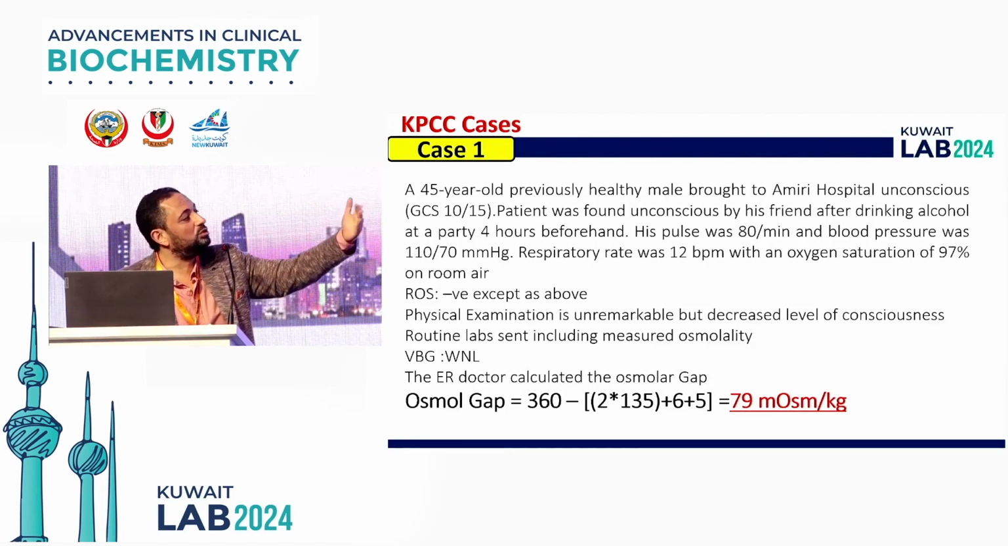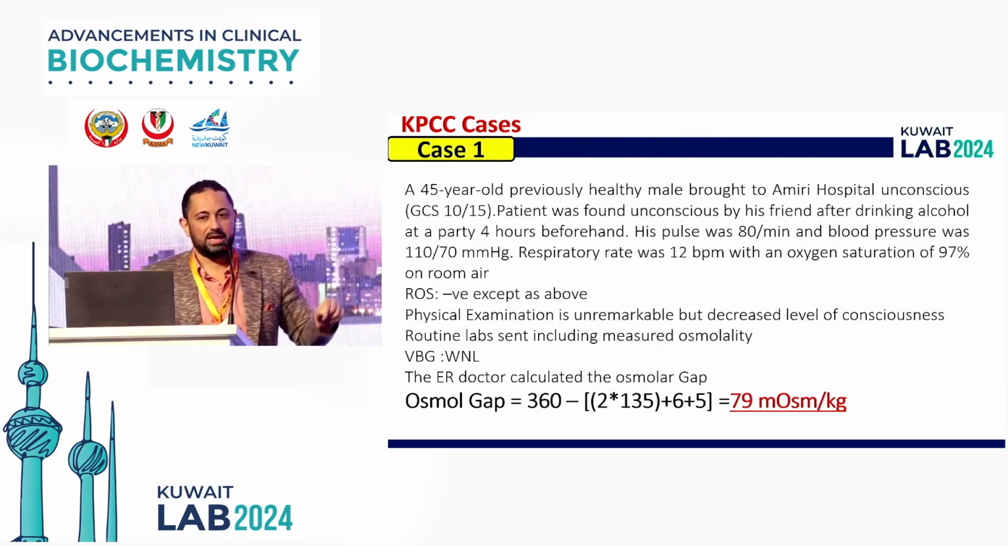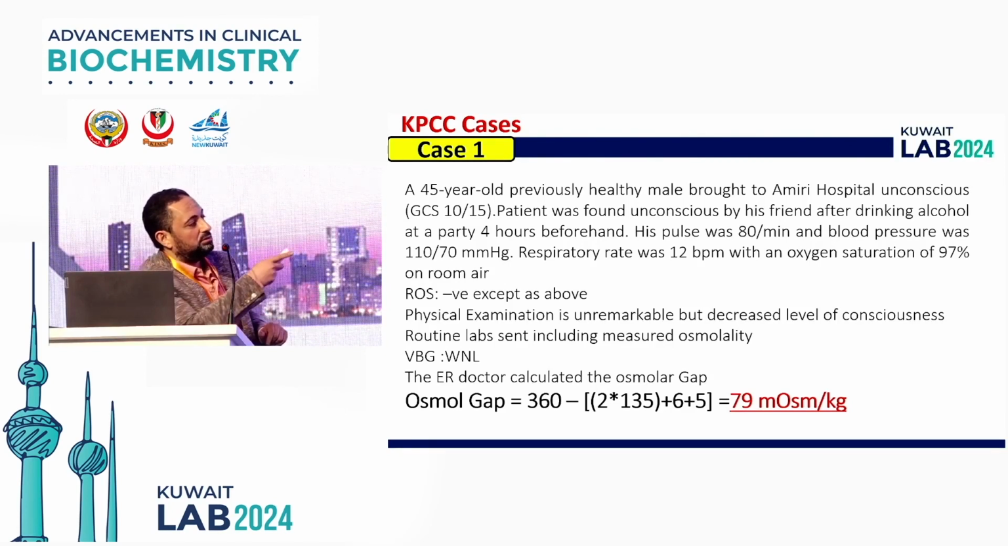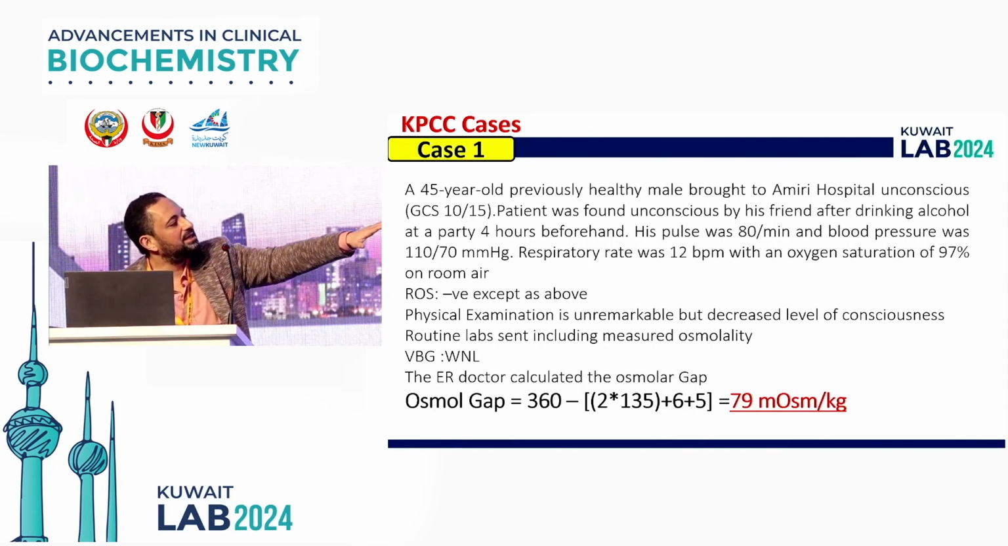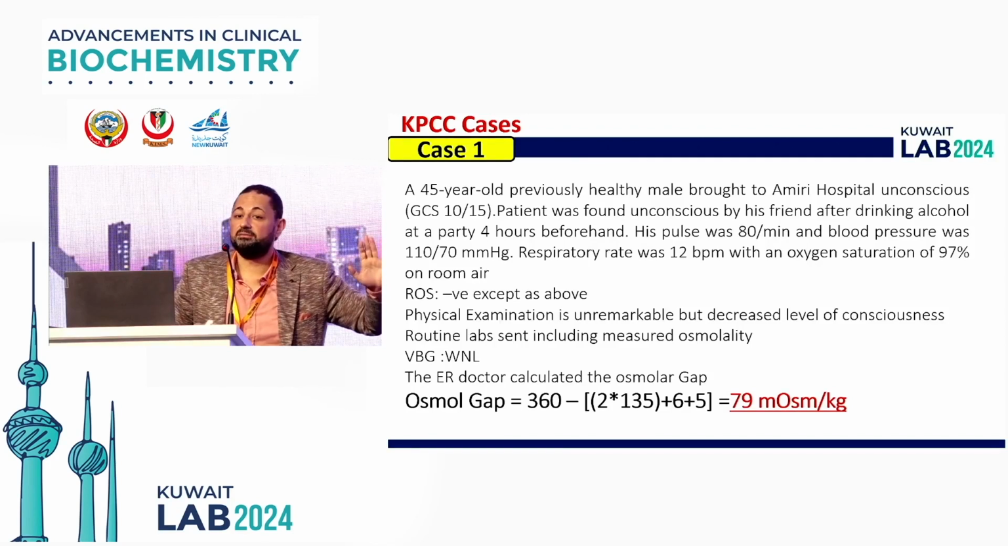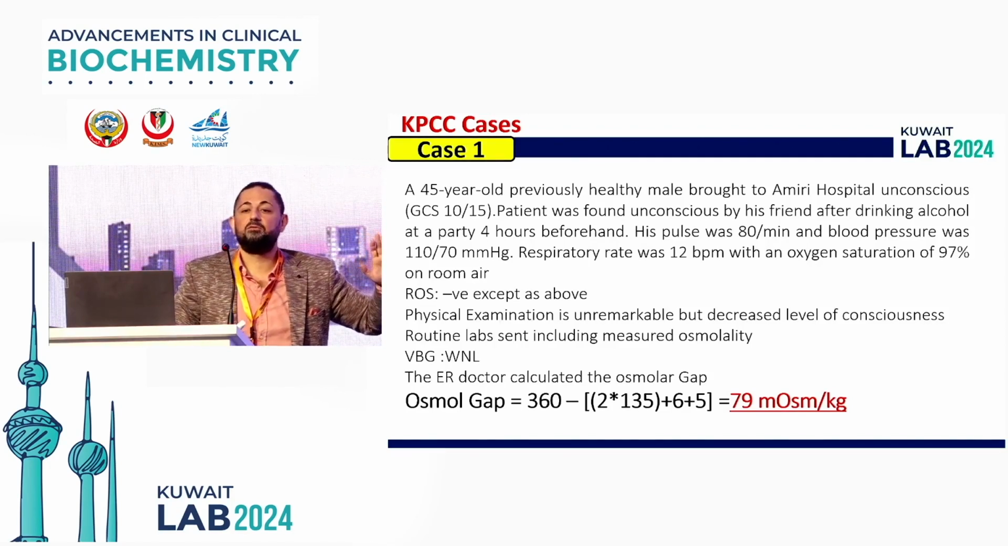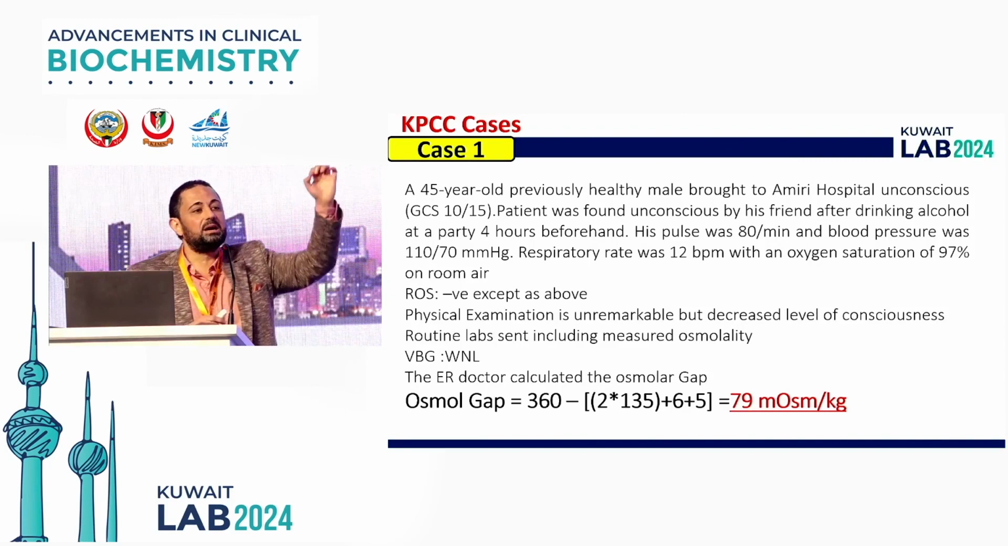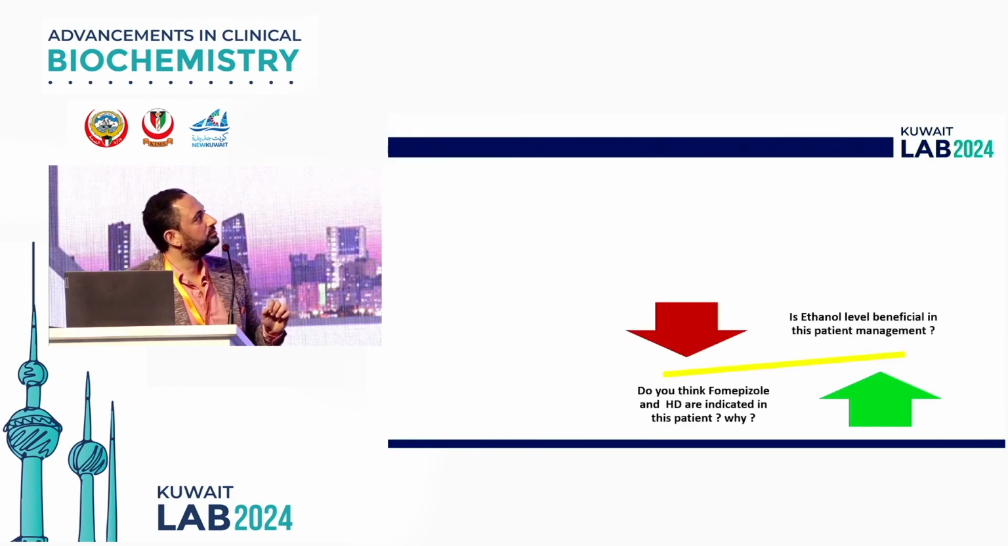Routine labs were sent, including measured osmolarity. VBG was within normal limits. The ER doctor calculated the osmolar gap based on measured osmolarity 360 minus 2 times sodium plus urea plus glucose, and this osmolar gap is 79 mOsm/kg. It's high. What does it mean? For the ER doctor, the first thing that comes to mind is toxic alcohol ingestion.